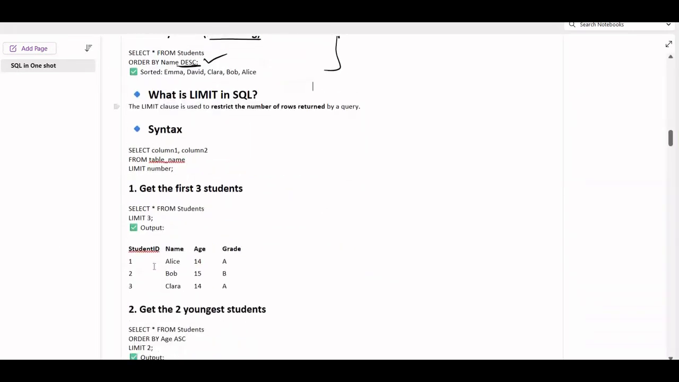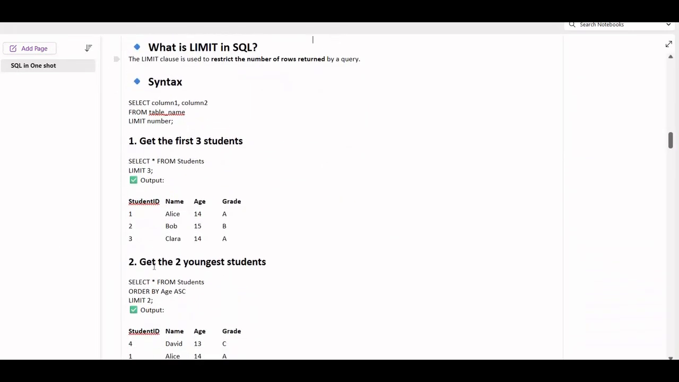So the most important thing: what is LIMIT in SQL? The LIMIT clause is used to restrict the number of rows returned by a query. Whatever number of rows there are, you restrict the number returned by a query. The syntax is SELECT column name FROM table name LIMIT number. If you want to get the first three students in the table, you have to use LIMIT. So SELECT * FROM students LIMIT 3. The first 3 students you will get from the table. That is why the LIMIT clause is used.